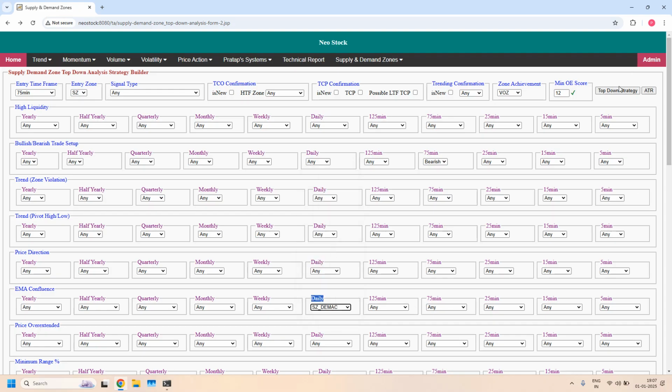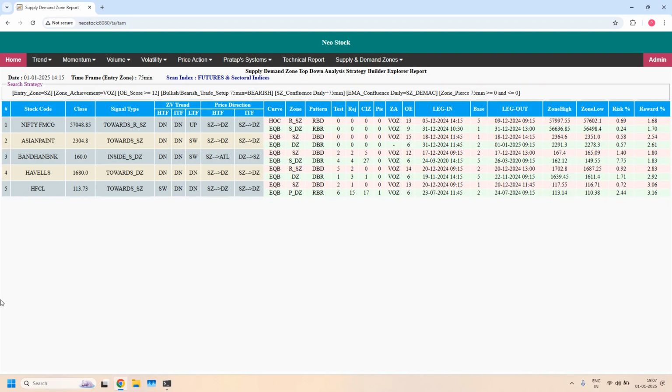So I set the filter. Now we got 5 stocks. These 5 are even more high probability trade setup. The 75 minute supply zones are part of the daily supply zone. The daily supply zone is having daily EMA confluence. And of course, daily trend is down. That's why these are the bearish trade setup supported stocks based on LTF, ITF confluence and ITF EMA confluence.